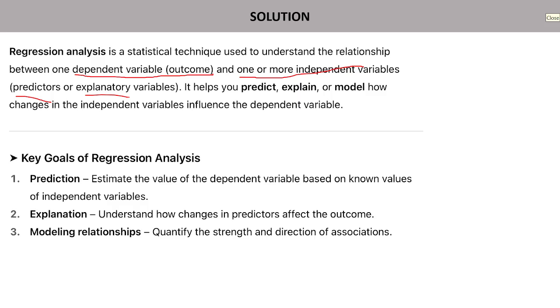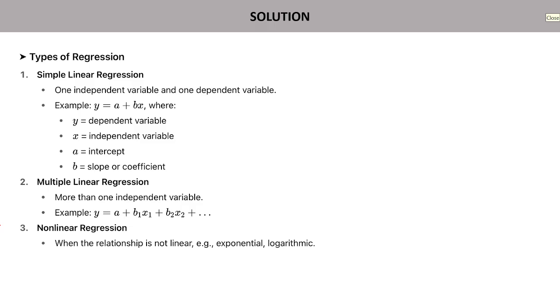Now on the basis of this, the key goals of regression analysis are: first, prediction, that is to estimate the value of the dependent variable based on the known values of the independent variable. Second, explanation, that is understanding how changes in predictors will affect the outcome. And third, modeling relationships, that is quantifying the strength or the direction of the association between the dependent and the independent variable. Now, there can be three different types of regression. One is simple or linear regression, used when there is one independent variable and one dependent variable.